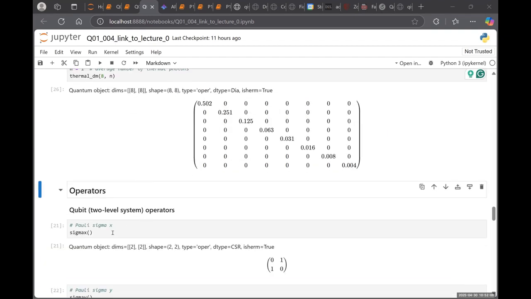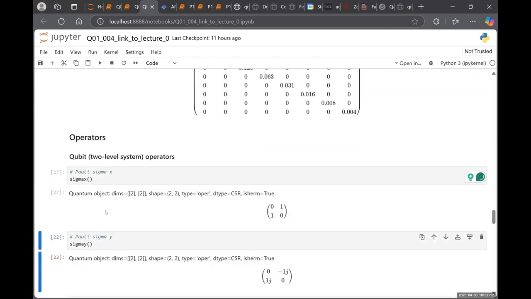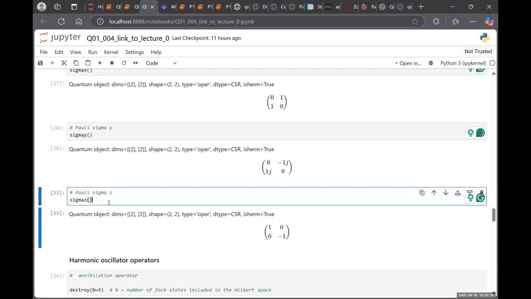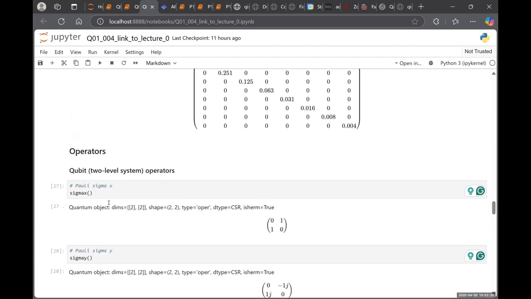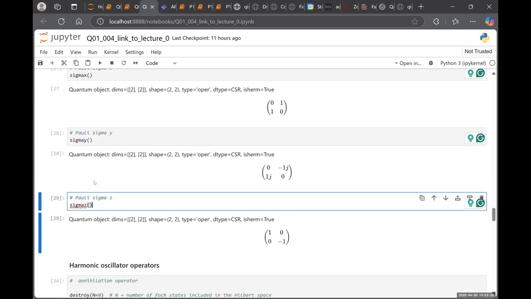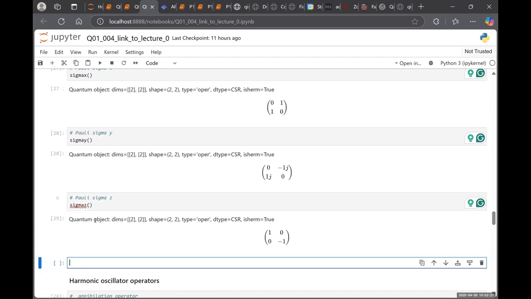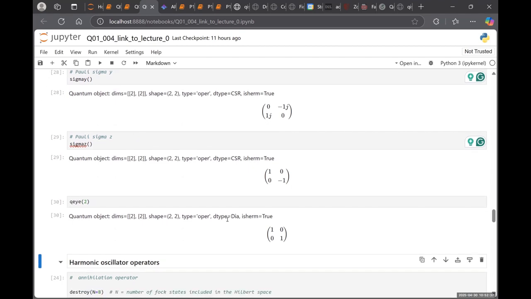So operators, we've seen sigma x, we defined it on our own, but it's already built in. Sigma x, sigma y, sigma z. What about the identity? Do they have identity? Yeah, identity is QEYE. So maybe we need to set the dimension. Yeah, this is identity.